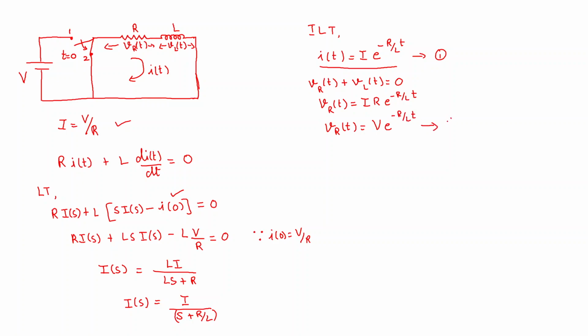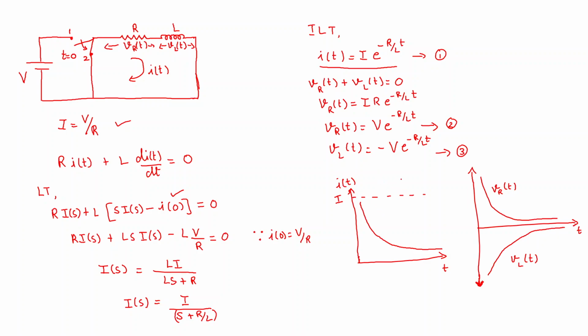This is expression number 2. And since VR of t plus VL of t is equal to 0, VL of t is equal to minus VR of t. So VL of t is equal to minus V into e power minus R by L into t. This is equation number 3.